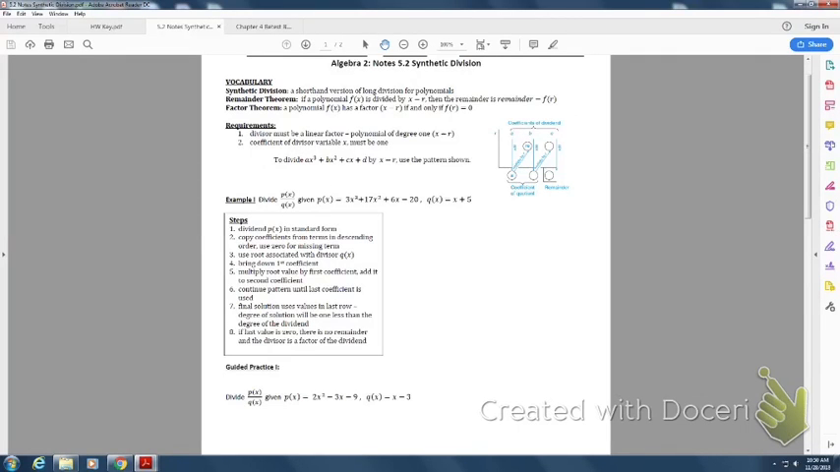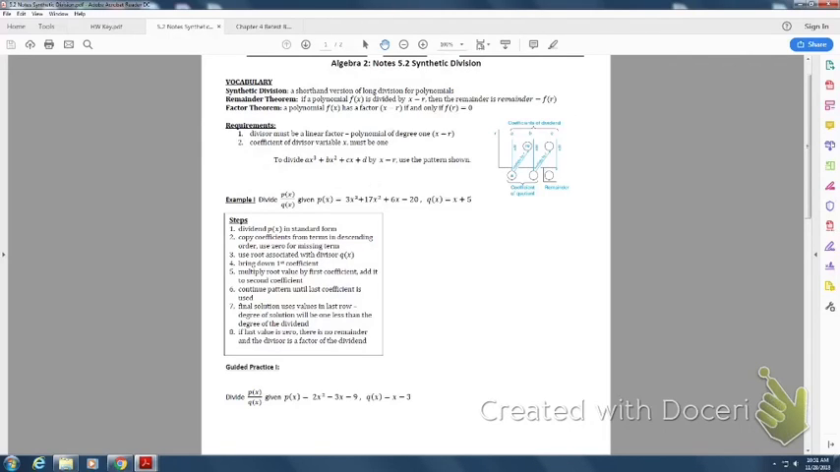Talk about just a couple basic things that you need to know. I've already mentioned some of it, looking up at the vocabulary. So your synthetic division, that's just a shorthand version of doing long division. The factor theorem and remainder theorem, we're going to talk about that next class. Actually, those two things are the main things we're going to talk about.